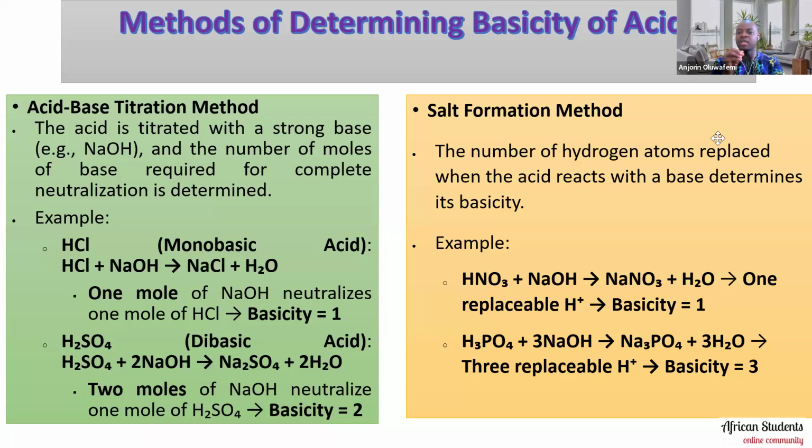of sodium hydroxide against what? 1 mole of what? Of H3PO4. So 3 replaceable hydrogen atoms will be used up for the salt Na3PO4 to be formed. So from that, we can see that the basicity of H3PO4 is what? Is 3. The basicity is 3 based on that.